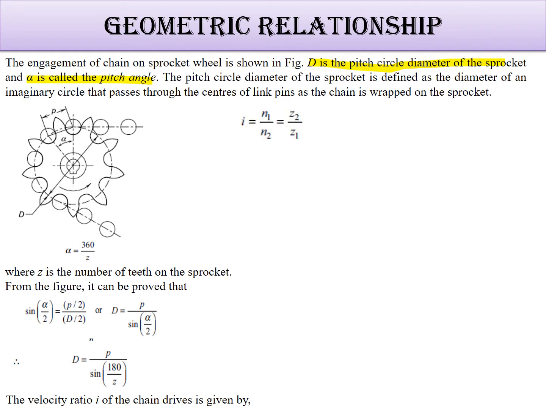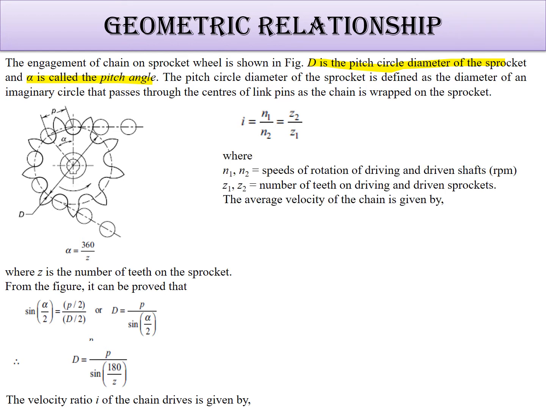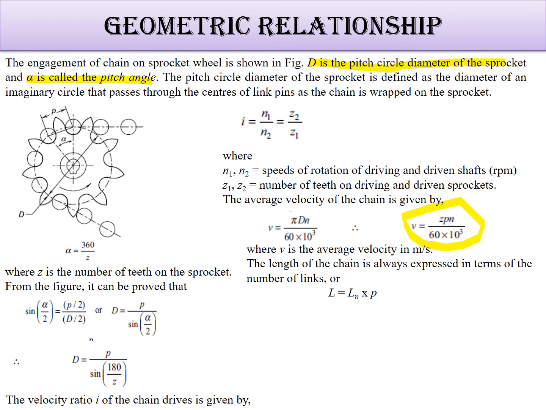So the velocity ratio can be given as i is equal to n1 by n2 is equal to z2 by z1, where n1, n2 are the speeds, z1, z2 are the number of teeth. V is pi D N by 60 into 10 to the power 3. So velocity will be changed here as v is equal to z P N by 60 into 10 to the power 3, because number of teeth is added here. Capital D is equal to what? Z into P.